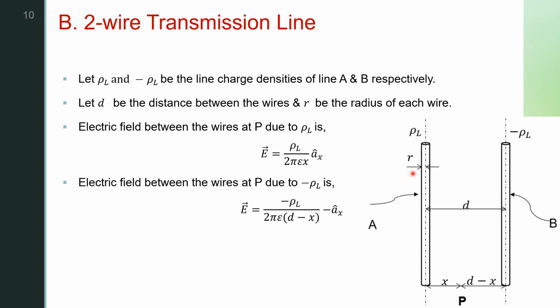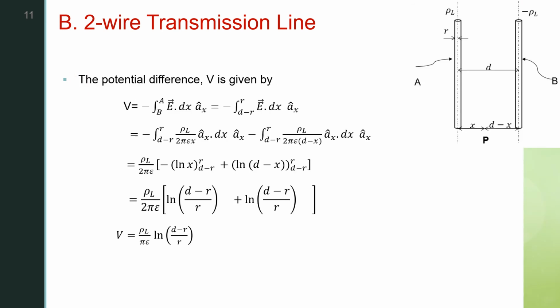The electric field between the wires at point P, this is point P, due to rho L is E equal to rho L by 2 pi epsilon x ax, and the electric field between the wires at point P due to minus rho L is E equal to minus rho L divided by 2 pi epsilon (d minus x) into minus ax.